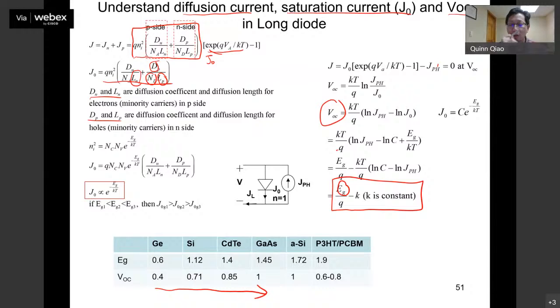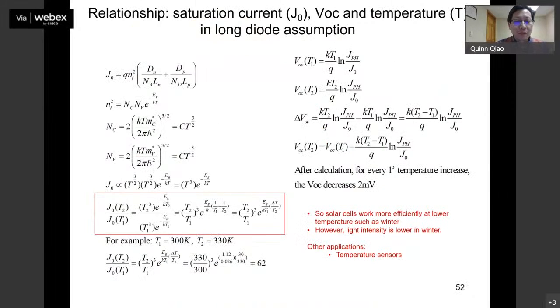But organic is different because organic takes a bulk heterojunction structure. You have a lot of energy loss at that junction, at those heterojunctions. That's why the VOC is lower. Okay, that makes sense.